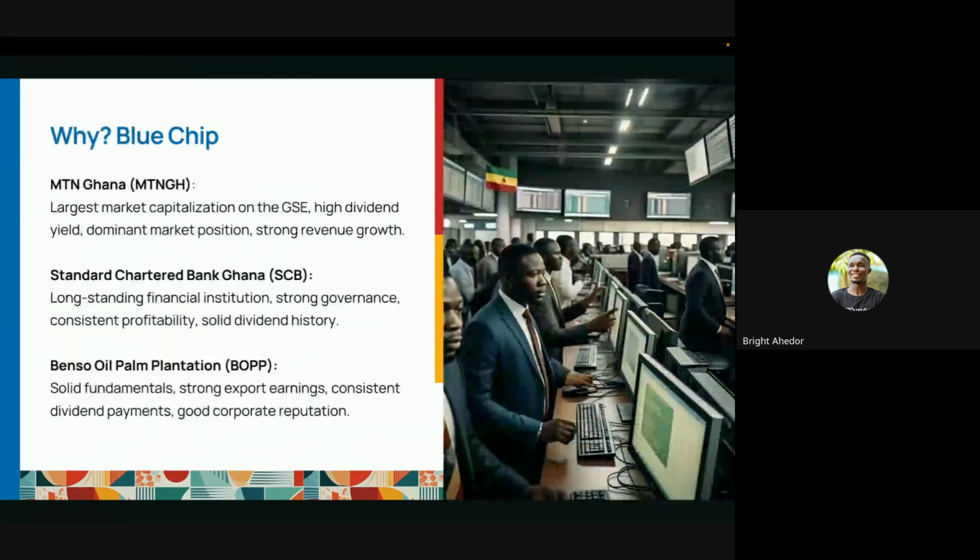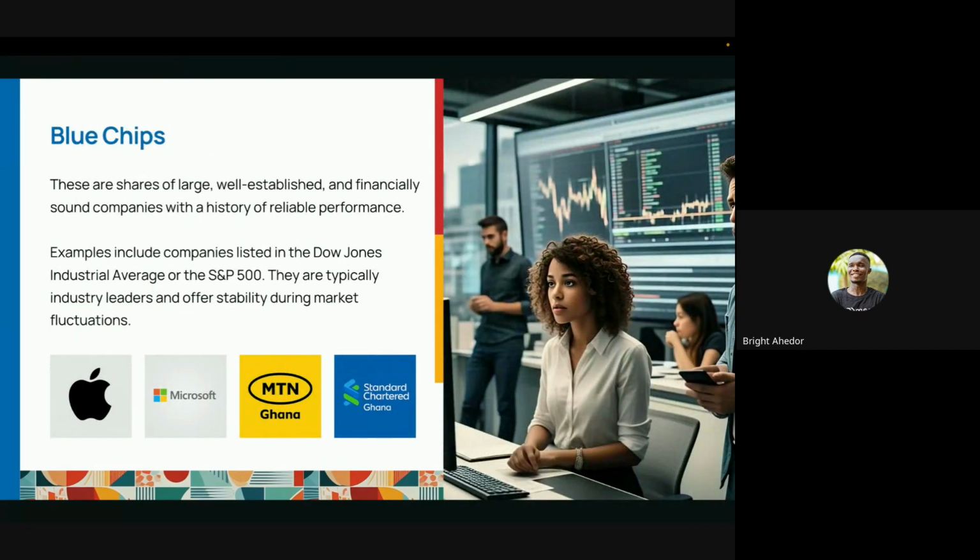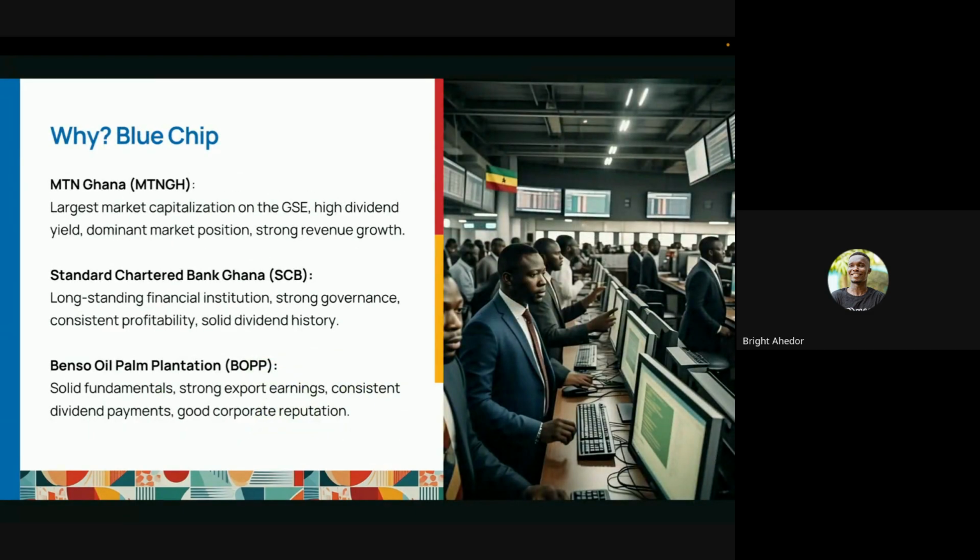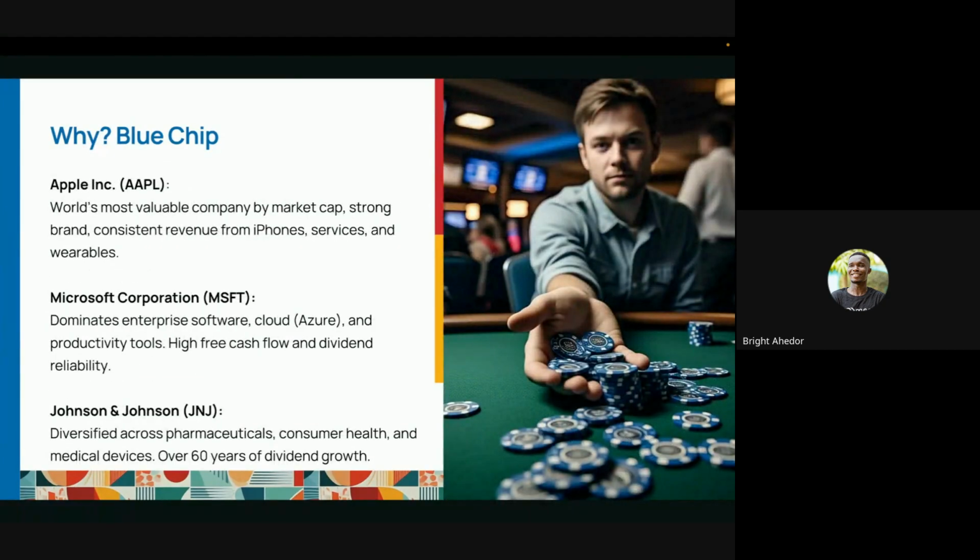All right, so I'll go back again. One strategy is that you choose blue chips. Blue chips are companies that do very well. They have a historical past of doing amazingly well. So your strategy of investment can be that, I don't want trouble, I'm just going for the blue chips. In any stock market, they are blue chips, companies that have a very good track record. I've listed some in Ghana: MTN, StanChart, and BOPP, Benson Oil Plantation. There's a lot more, but I'm just making examples. And internationally, you can look at Apple, Microsoft, Johnson & Johnson. There's a lot out there. I hope I've made sense.